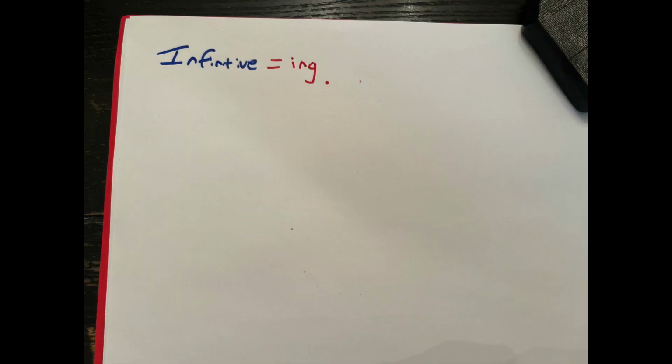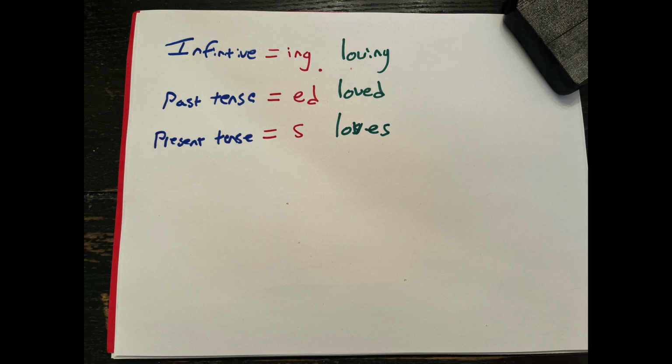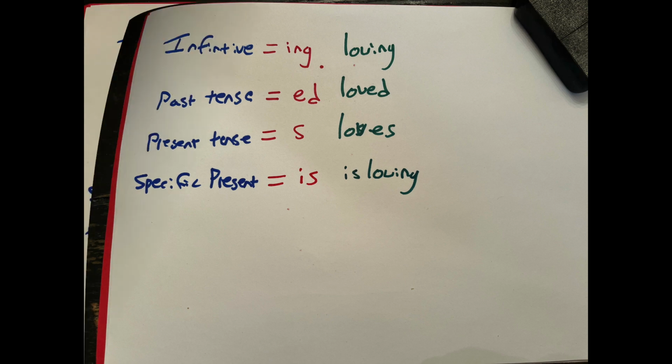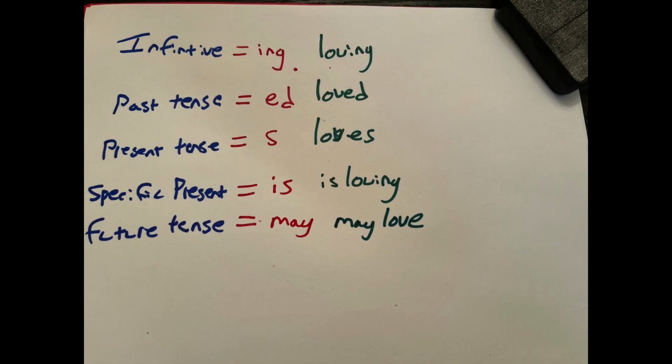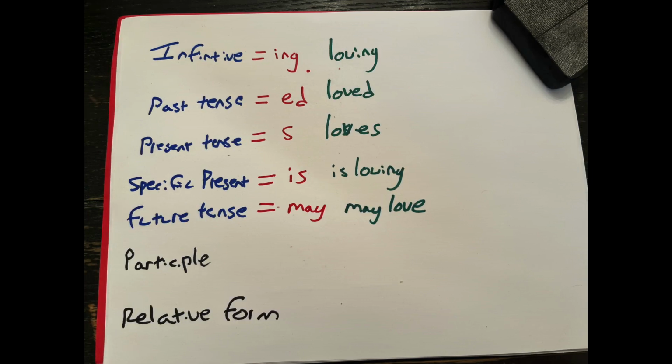Now the infinitive form, the ing form, the past form, the ed form, the present tense, like adding an s, like loves, specific present is loving, slightly different from the infinitive. Future tense, may you love. And then there's 2 tenses in Egyptian that don't really have an equivalent in English. And that is the relative and participle forms.